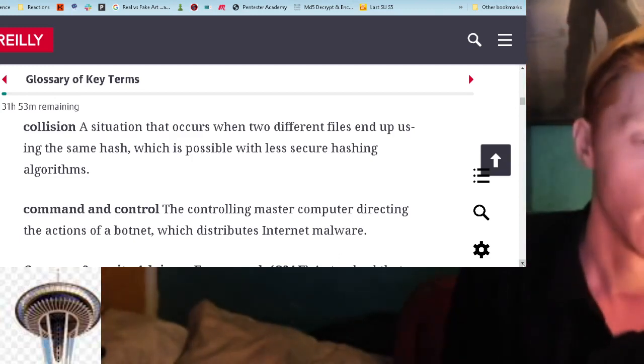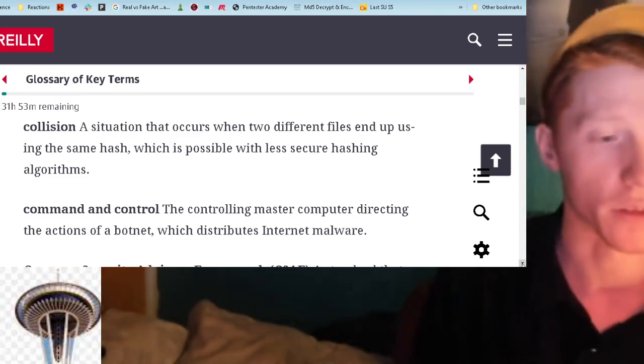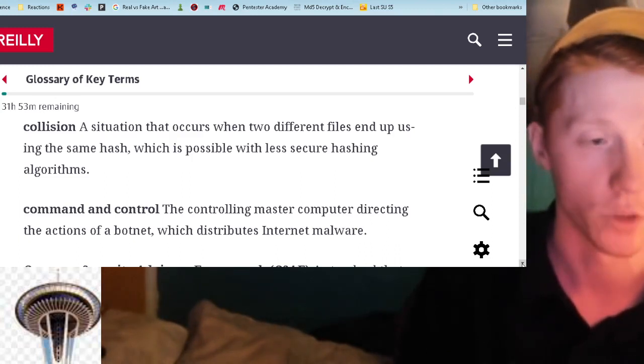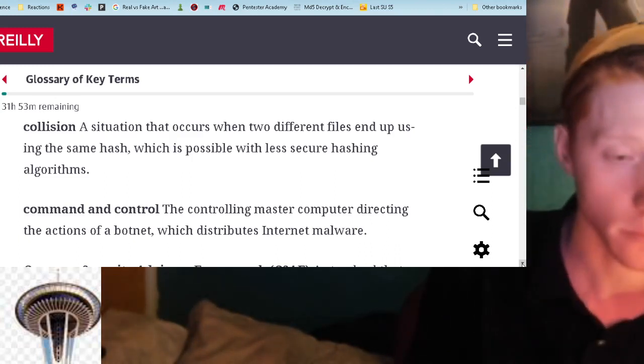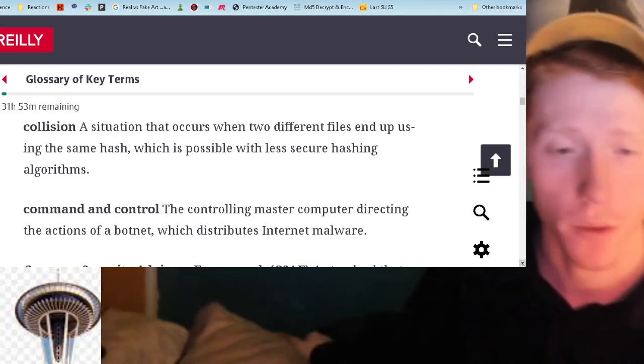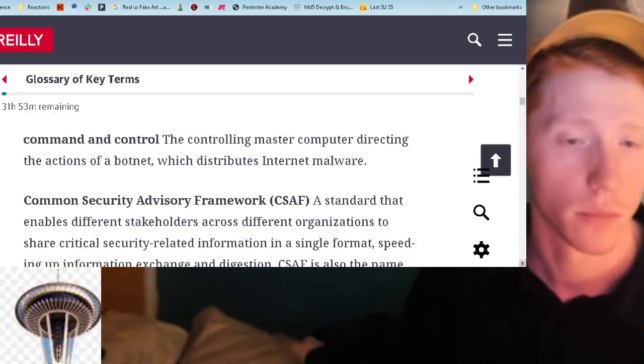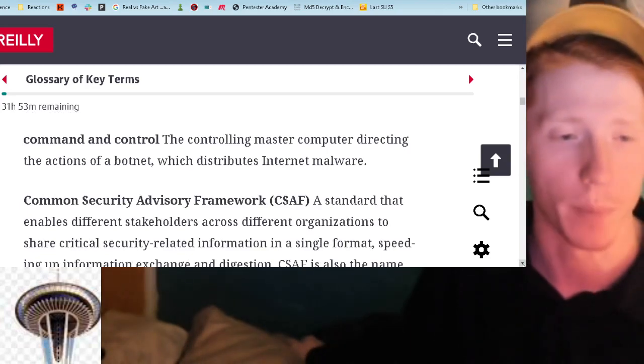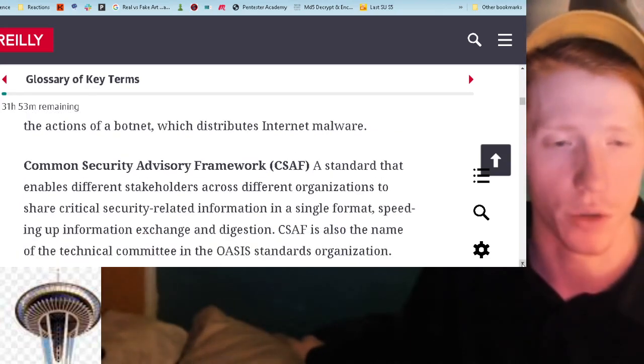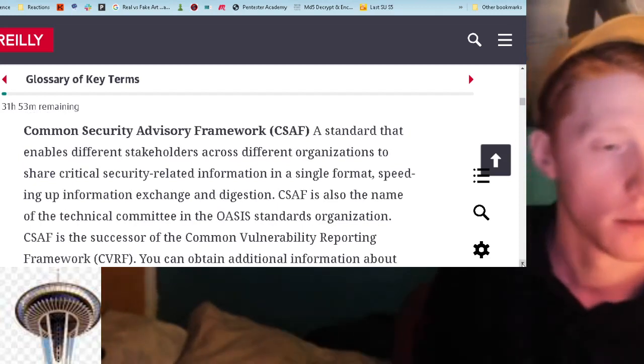A collision, when two different files end up using the same hash, which is what happens in a birthday attack. Command and control, the controlling master computer directing the actions of a botnet, which distributes internet malware.